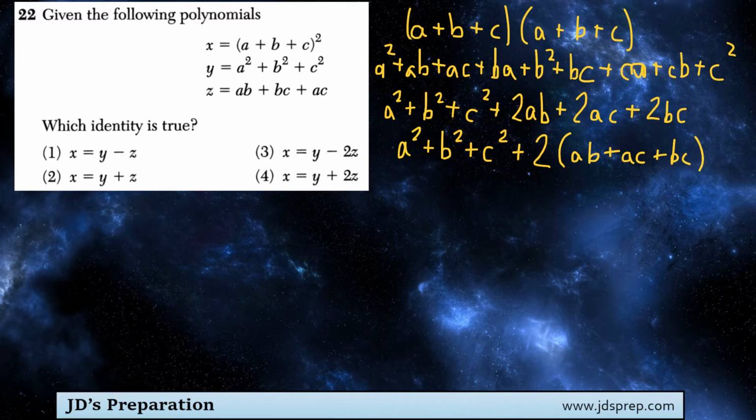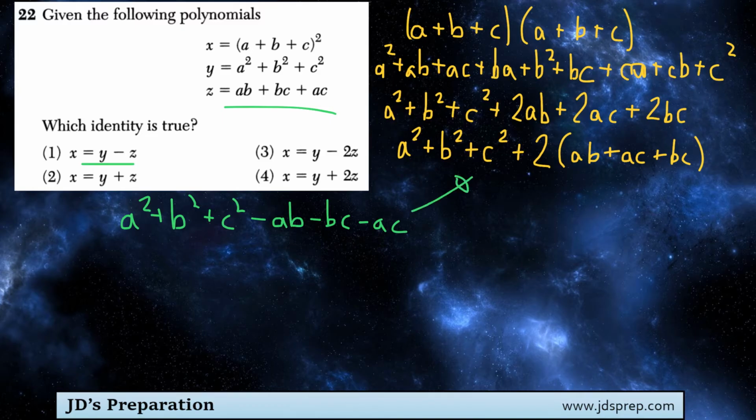So now let's try to figure out which one of these four identities we're given is true. The first one states that x is going to equal y minus z. Well, y is equal to a squared plus b squared plus c squared, and then if we subtract z, where z is ab plus bc plus ac, we'd be subtracting all three of those terms. We can see clearly that that does not match what we were going for, so that's not going to be correct.